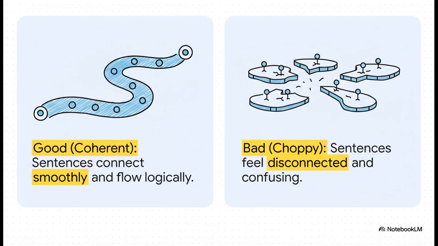And mistake number 2 is a lack of coherence. Coherence is just a fancy word for flow. You know, how smoothly everything connects. You could call it rhythm. In a good coherent paragraph, all the sentences just glide from one to the next. But in a choppy one, it feels disconnected and your reader is just going to get lost.